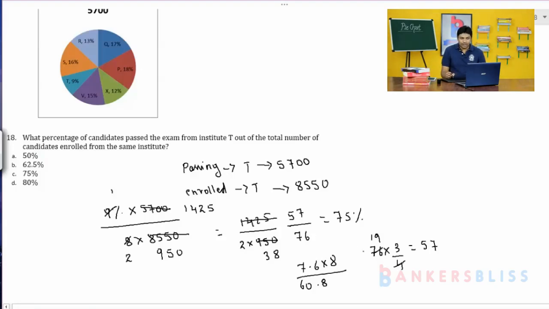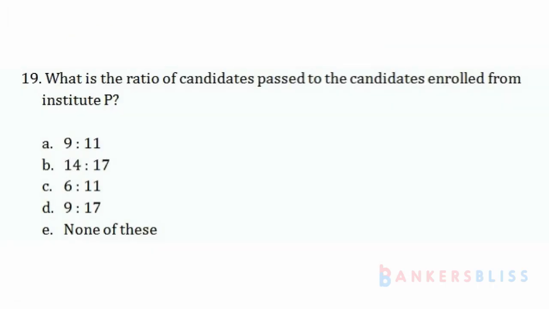How to simplify? I showed you. Take 76. For that I calculated 50%. 50% is 38. So 50% cannot be the answer. There is a lot of difference between the numerator 57 and 38. So directly I went to 80%. 80% means 10% into 8, that is 7.6 into 8, that is 60.8, which is more than 57. So I went to 75%. 75% means into 3 by 4. So 76 into 3 by 4 is 57. So 75% is the right answer. Okay. Question number 19.